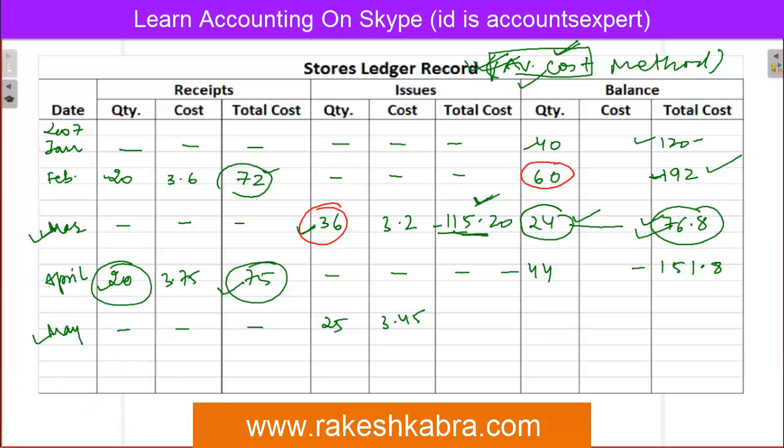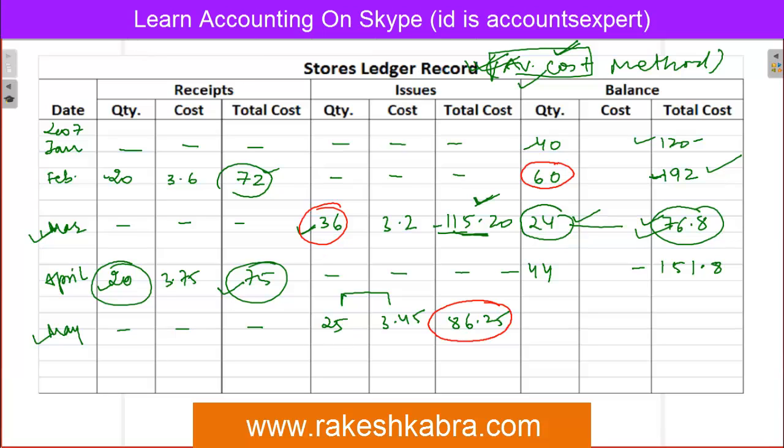So 25 multiplied by 3.45. So what is the cost of goods sold? The cost of goods sold is 86.25, this quantity multiplied by this average rate. So this is the cost of goods sold.